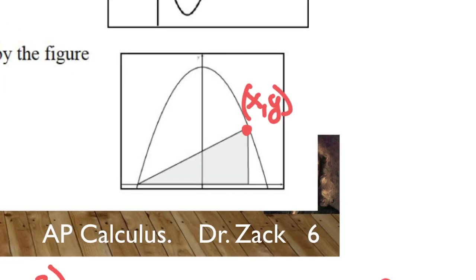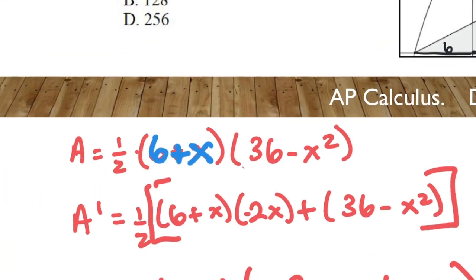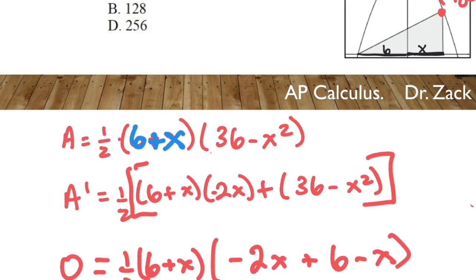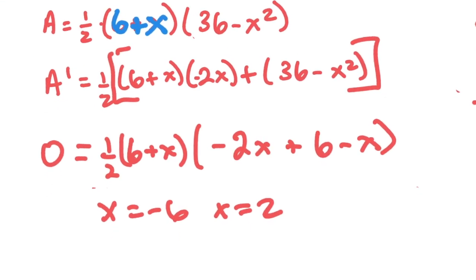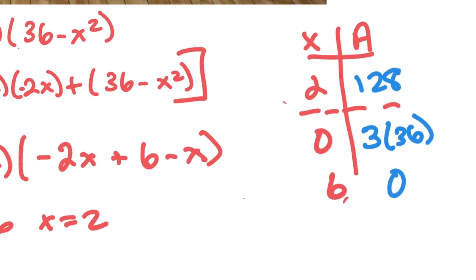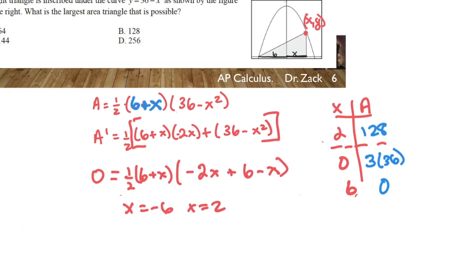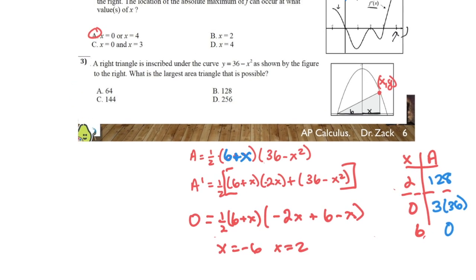For question number 3, we're trying to find the largest area of a triangle. Now, be careful here. The way this triangle is drawn, we have x as one side of the triangle base, but the other side has a length of 6. So when you write the area for your triangle, you should have 1/2 times 6 plus x times your height, which is 36 minus x squared. Find your derivative and your critical numbers. Put these values into a table and you will find the largest area for your triangle.